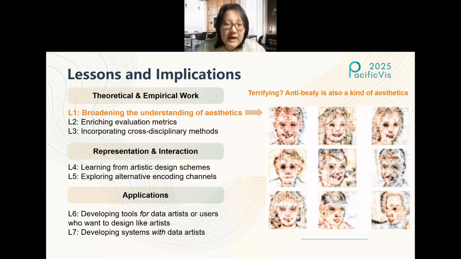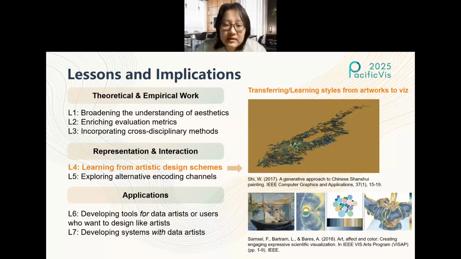L4 is about learning from artistic styles. For example, some prior work has already adapted styles from painting or motion design into data visualization, like applying the style of traditional Chinese painting to maps, or extracting color palettes from impressionist paintings and applying them to scientific visualizations. This approach opens up new expressive potential for visualization design.